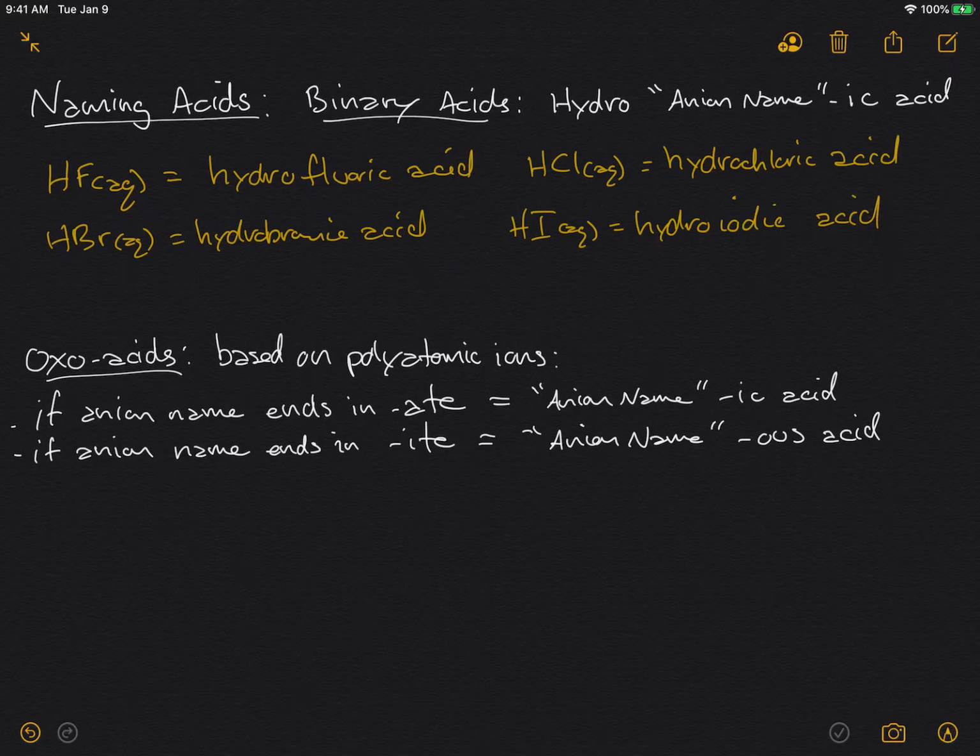And there is at least one other that's not a halogen. So also H2S is hydrosulfuric acid. Since the anion is S2-, it's the sulfide ion.